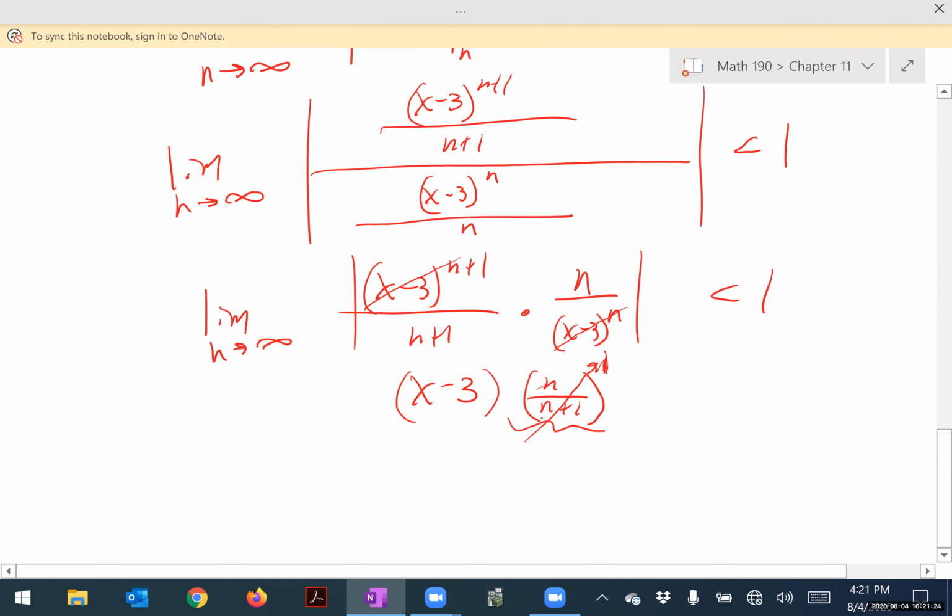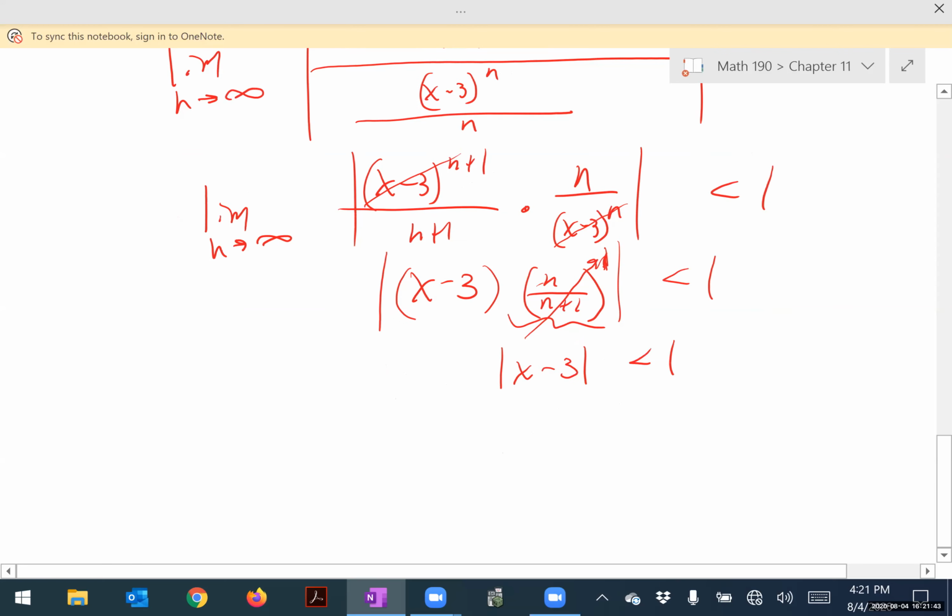Okay, so n over n plus 1, that thing goes to 1. So we want to know when is the absolute value of this thing, which is going to 1, less than 1. When does that occur? Well, that's when the absolute value of x minus 3 is less than 1. So what values of x satisfy this relationship?